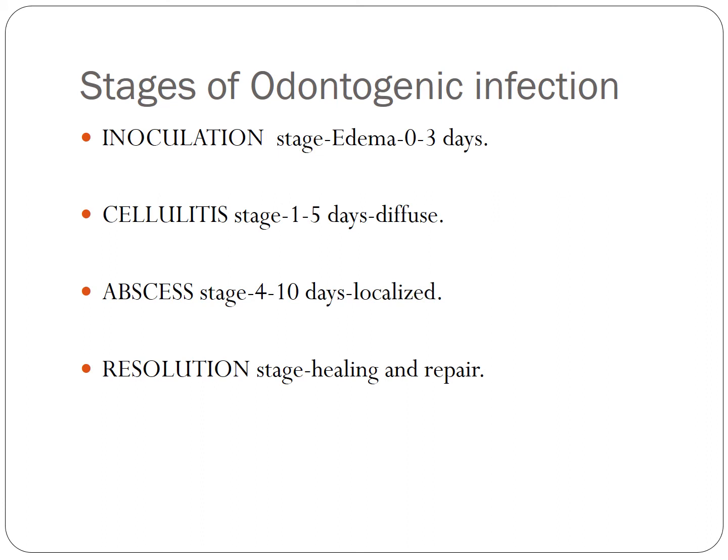So these are the various stages of odontogenic infection. The first one, as I said earlier, is the inoculation stage. Inoculation stage is where there is edema and it happens during the first 3 days. From the inoculation stage, it normally lasts for 3 days, and is followed by the cellulitis stage, which stays for at least 5 days. And during cellulitis, the inflammation is diffuse. After cellulitis comes the abscess stage, which can last up to 10 days.